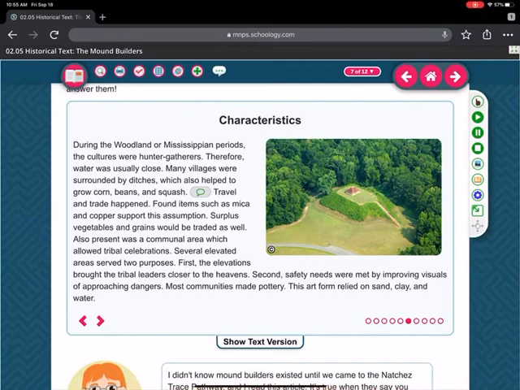So when they were up high, they could see people or maybe things that would be of a danger to them coming closer. Most communities made pottery. This art form relied on sand, clay, and water.